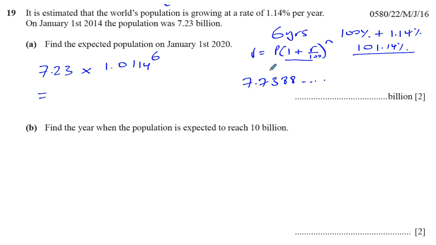7.7388... So we want to write our answer to 3SF. Don't say anything else here, you've got to do 3SF. 7.74 billion is the population expected to be on January the 1st, 2020.